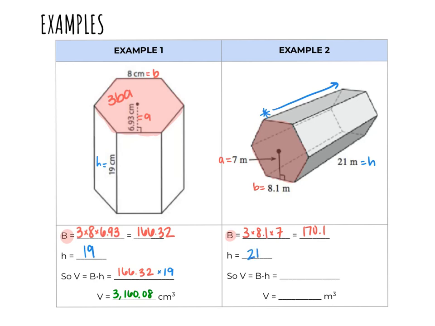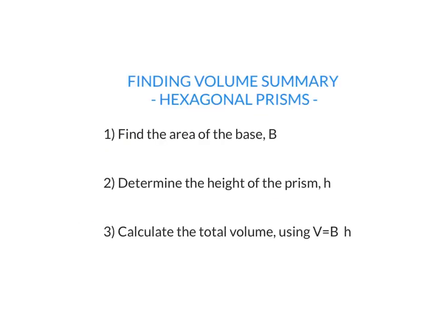So to find the volume, I take the area of my base, 170.1, multiply it by the height of the prism, or 21, and I get a final volume of 3,572.1.